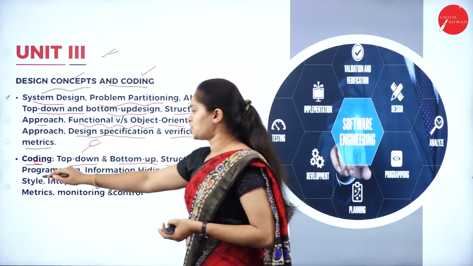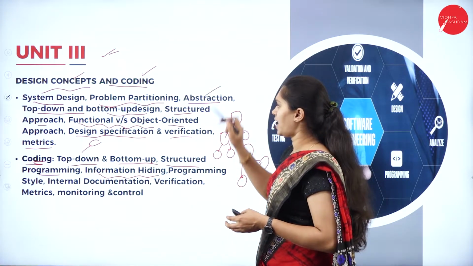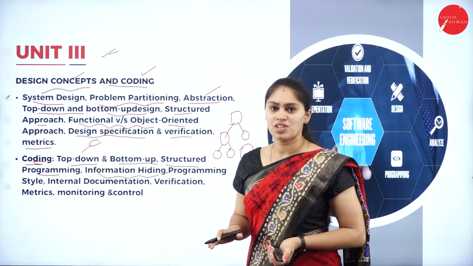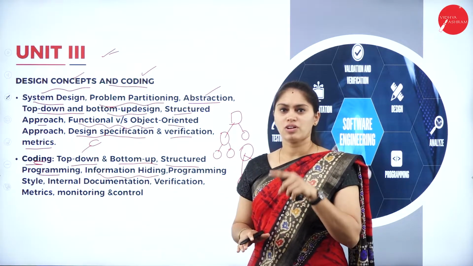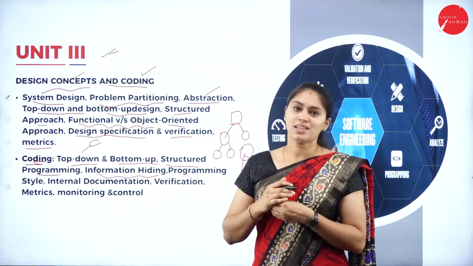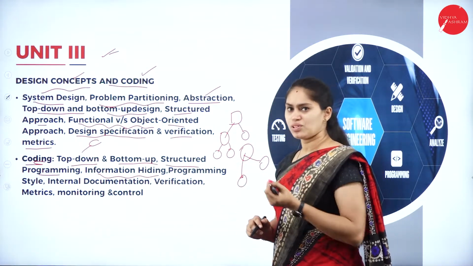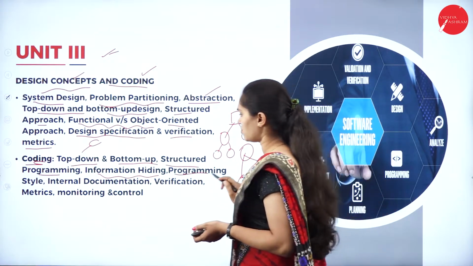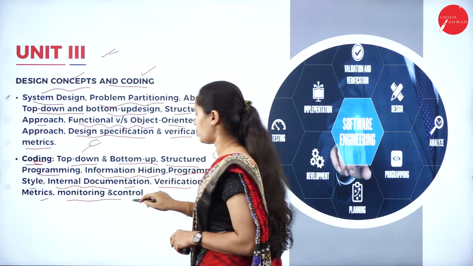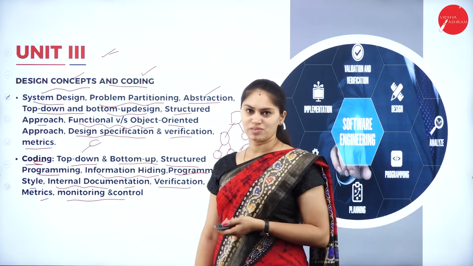And also we have structured programming. Then information hiding. As I told, information hiding is somehow like abstraction. It is just suppressing the confidential information from the user. They should not know how it is implemented. They just need to be bothered about how to get the benefit out of that software. That is what information hiding is, to improve the confidentiality of data. And also we have programming style, internal documentation, verification metrics, and monitoring and control. So these are the contents of our unit 3 of software engineering.